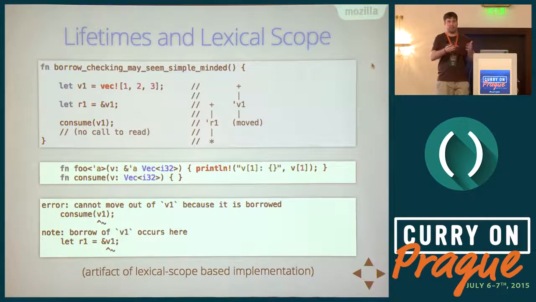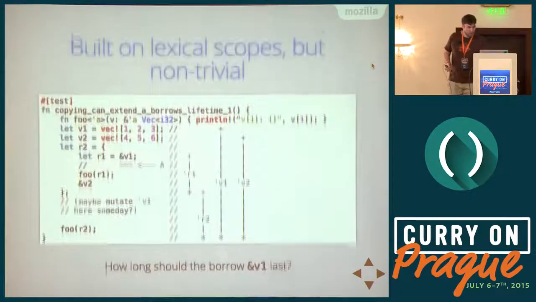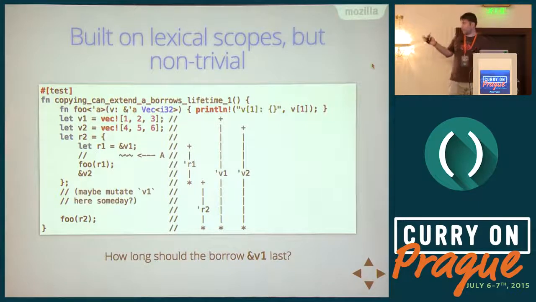But I think the answer here isn't to put it on the user. The answer is to make the compiler smarter. We can make the compiler smarter about how we represent these scopes, or regions as we sometimes call them. Okay? All right. So the main thing I want to get across here is that even though I said these are lexical scopes, they are actually non-trivial.